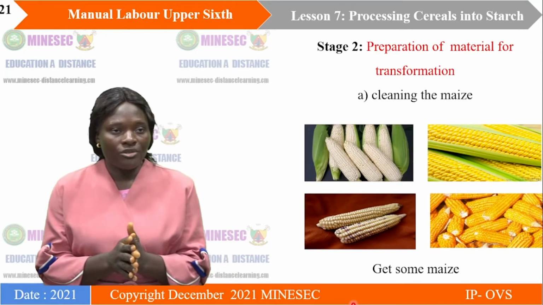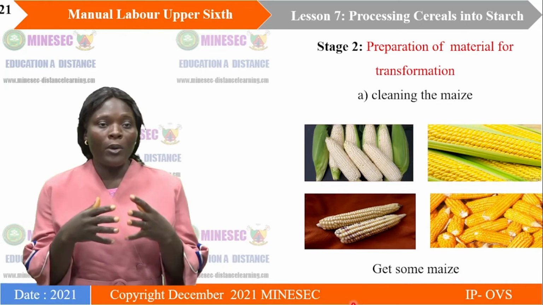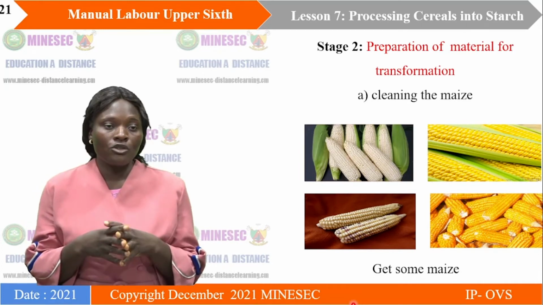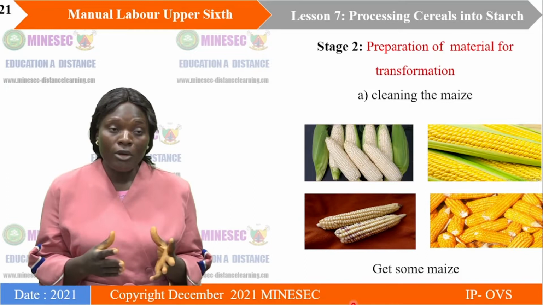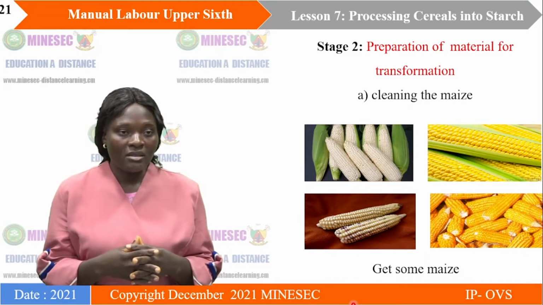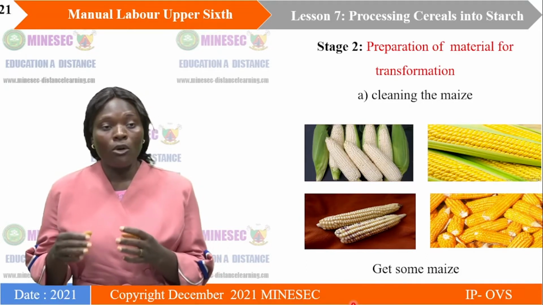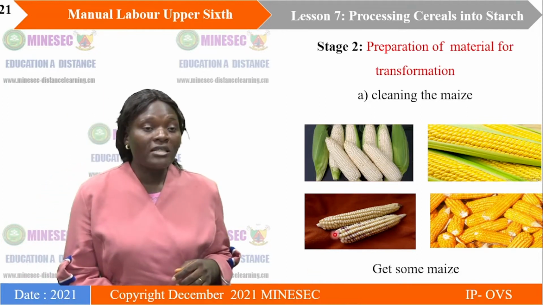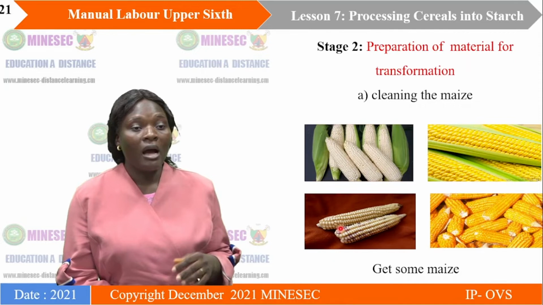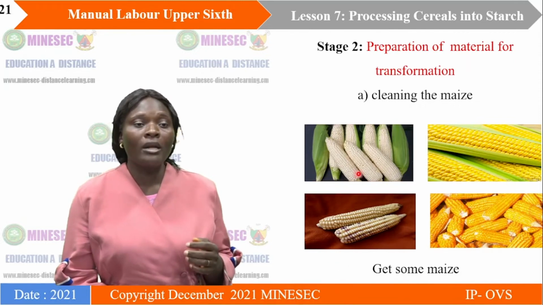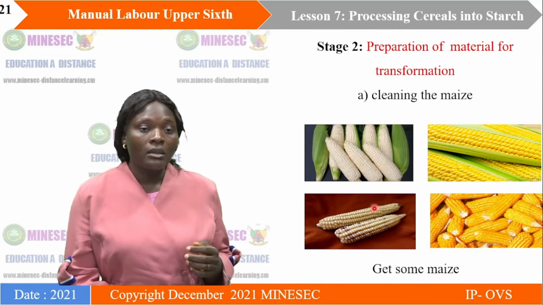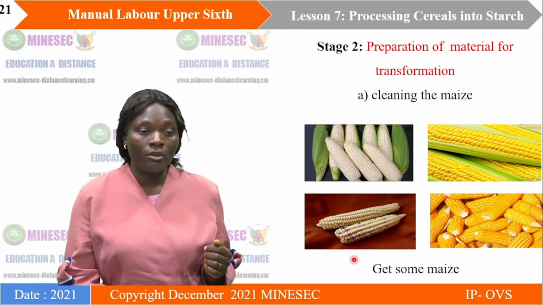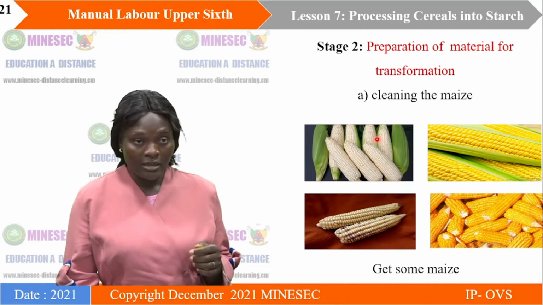Second stage, you have to prepare the material for the transformation. Our material here is maize. So we have to prepare maize for the processing of starch. The first thing we do with our maize, after we get our maize, we need to clean the maize. To clean the maize, you take off the husk. You get your maize, you take off the husk, as you can see here.